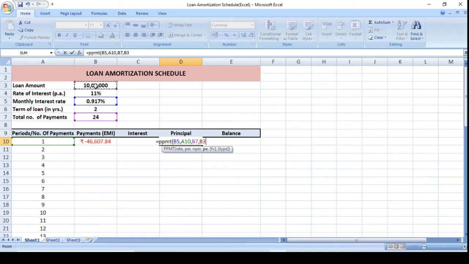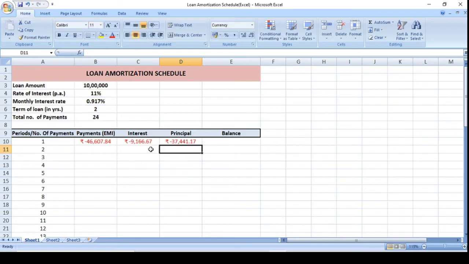So present value here is 10 lakhs, future value 0, and if you want to put the type as 0, you can put it, otherwise you can ignore that. So we can see that these are the components of this EMI, that is, this much will be the interest amount and this much will be the principal amount that is contained in this EMI.